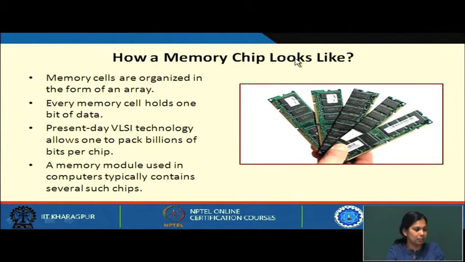Now, let us see how a memory chip looks. This is on a PCB, a printed circuit board. These are separate memory modules that are placed, and these memory cells are organized in the form of an array. You can see this is one, this is one, this is one. This may be a 4 GB memory, each having say 1 GB, 1 GB, 1 GB like that. Present day VLSI technology allows one to pack billions of bits per chip. A memory module used in computers typically contains several such chips. These chips are put into the memory slots that are present in the PC.